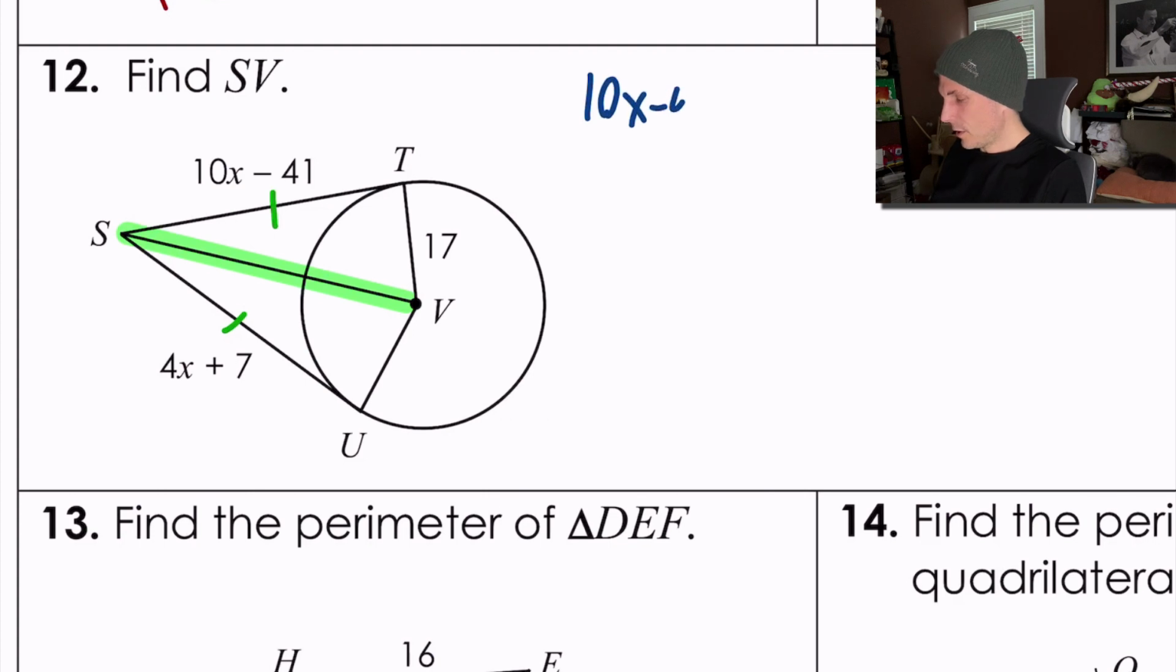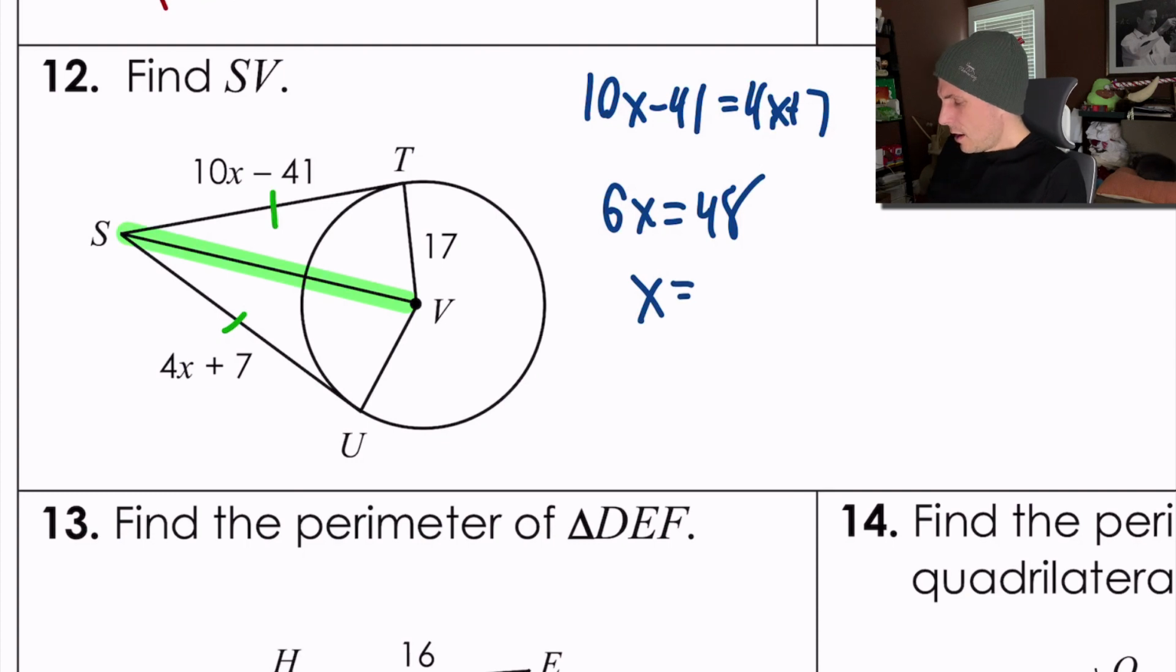So 10x minus 41 equals 4x plus 7. Means we have 6x equals 48. X equals, that's going to be 8. And sorry, don't know my times tables. So I found x, that's wonderful. So we're going to plug that in. If we plug it in for 4x, it's going to be 32 plus 7, which is going to be 39. Or if you plug it in over here, it's going to be 80 minus 41, which is also 39. Awesome. So now we have two triangles that we could potentially solve for.